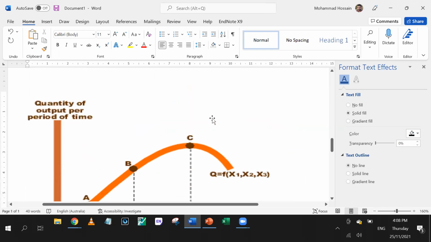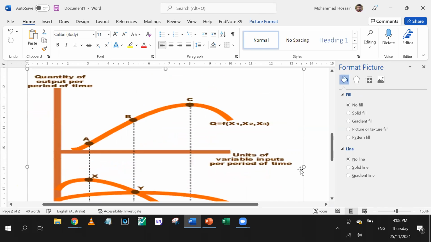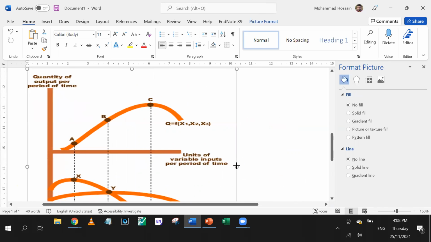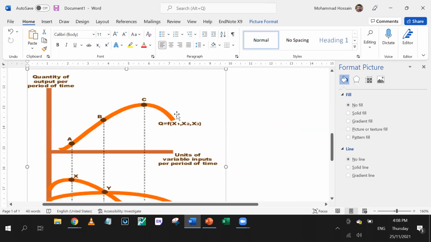So this is a graph we have in here. You can see here, quantity of output per period of time. The y-axis will be showing you the quantity of output per period of time, and the x-axis will be showing you units of variable inputs per period of time. So the y-axis is showing you the output and the x-axis is showing you the input. You can see A, B, C is our different production points.